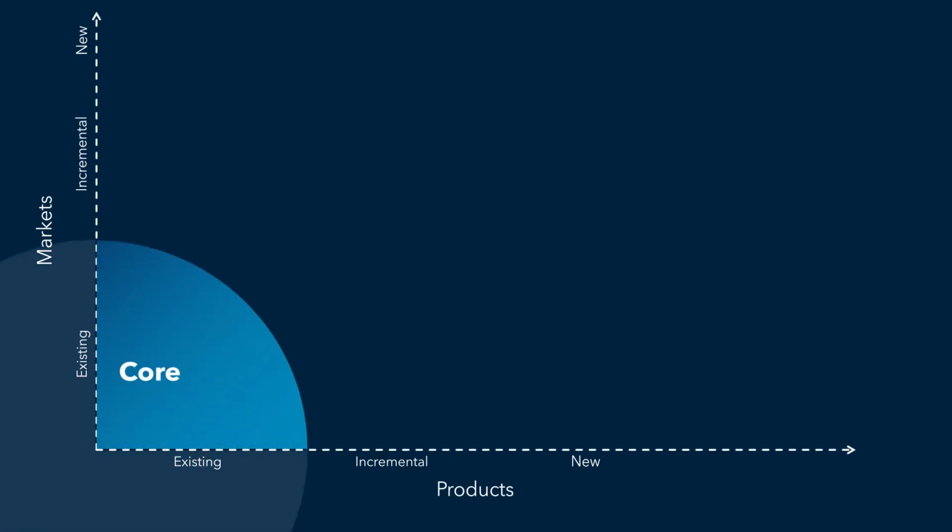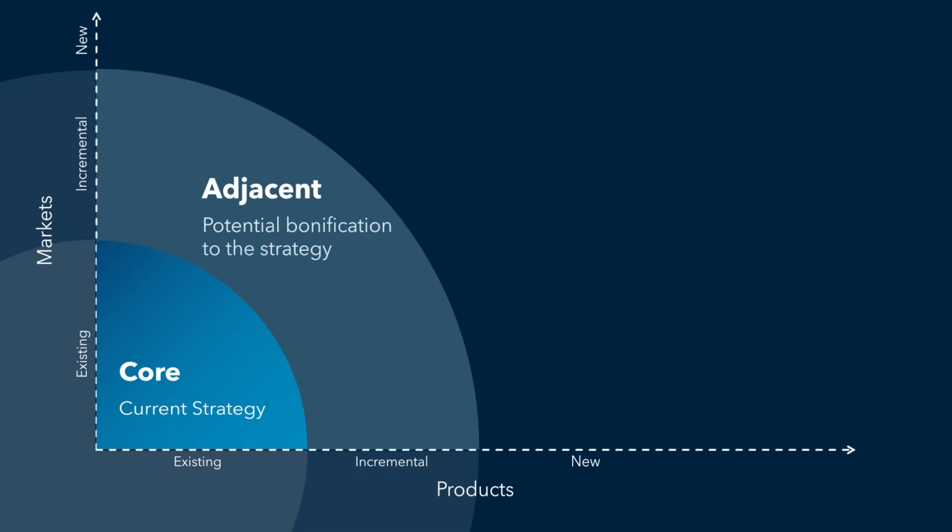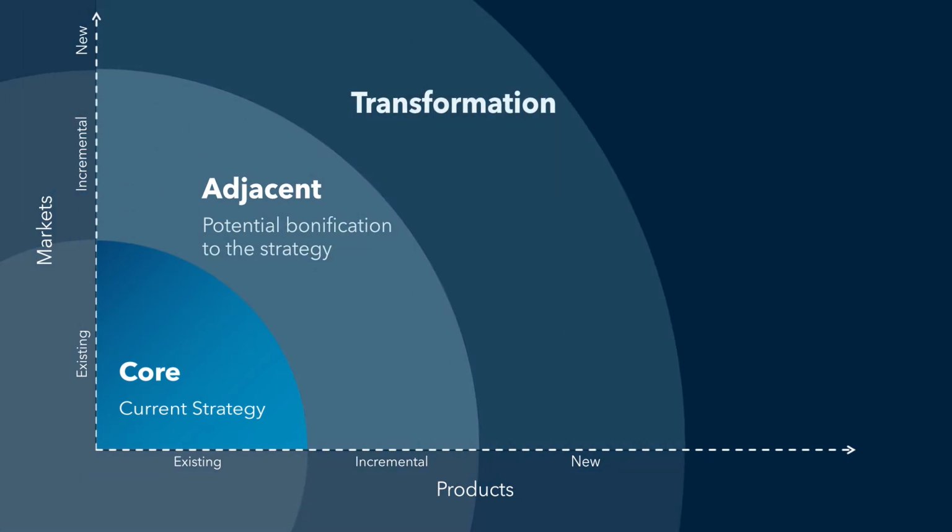The core, which reinforces the current strategy. The adjacent, which is a potential bonification to the strategy. Or the transformation, when both the product and the market are new.